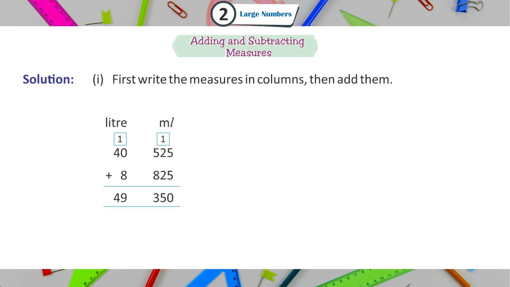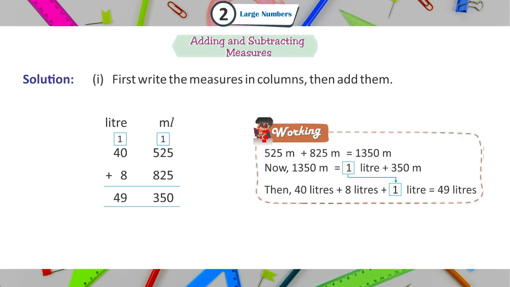40 liters, 525 milliliters plus 8 liters, 825 milliliters is equal to 49 liters, 350 milliliters. Working: 525 milliliters plus 825 milliliters is equal to 1350 milliliters. Now 1350 milliliters is equal to 1 liter plus 350 milliliters. Then 40 liters plus 8 liters plus 1 liter is equal to 49 liters. Hence, the required sum is 49 liters and 350 milliliters.